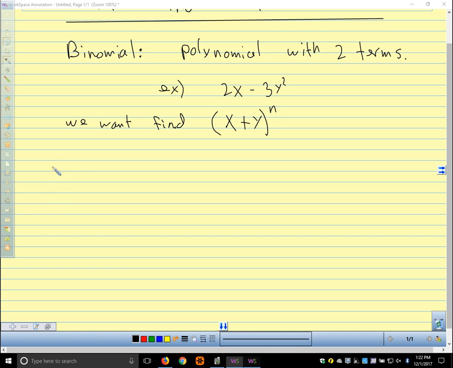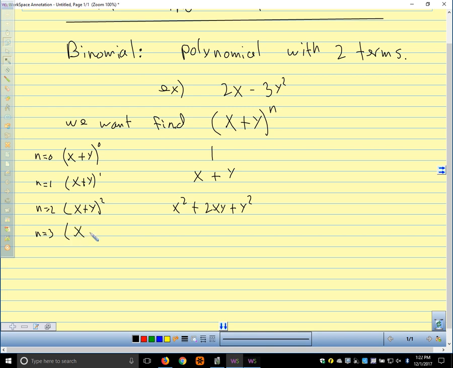So I'm going to say x plus y to the 0. We're going to do a few powers. X plus y to the first. And I'm going to start writing these out. Well, what's x plus y to the 0 power? 1. X plus y to the first is just x plus y. X plus y squared, we get x squared plus 2xy plus y squared.